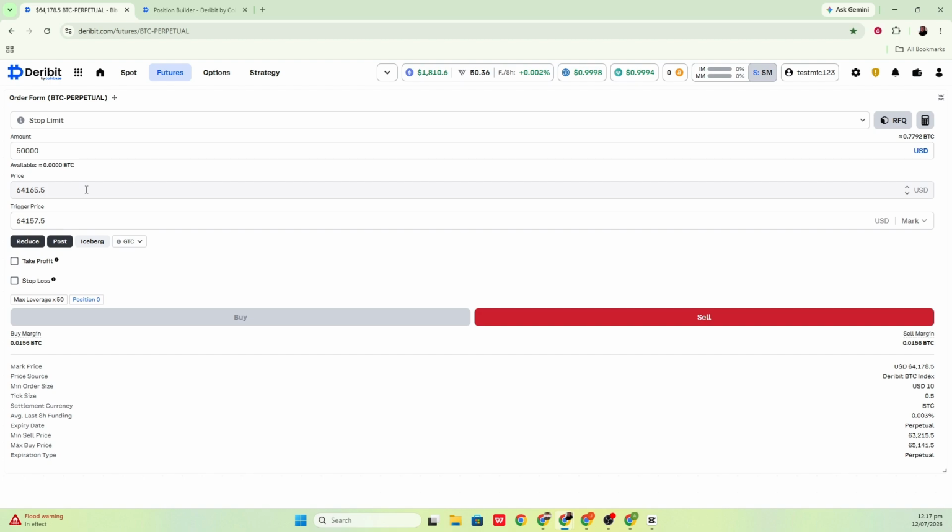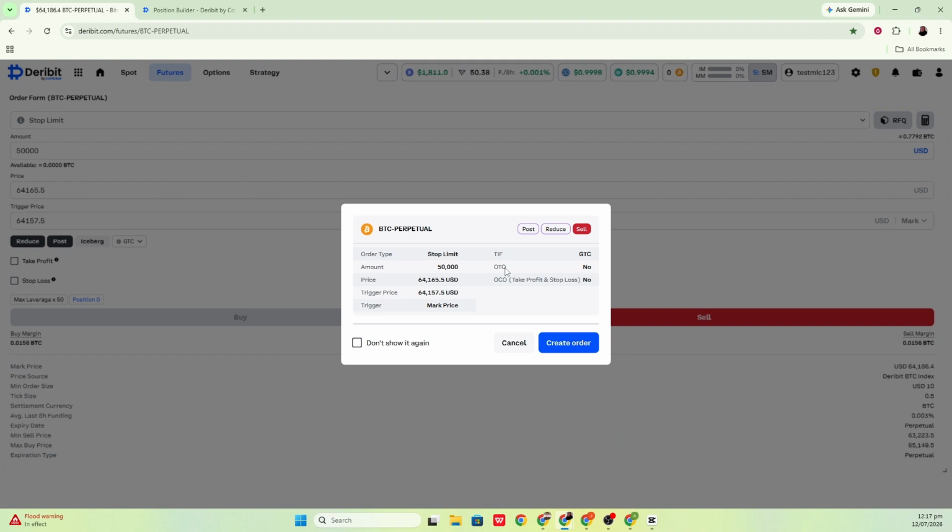Once your prices are configured, enter the amount you want to trade. Input either the number of contracts or the USD or crypto value for the position you want to open when the breakout occurs. When everything is ready, click Buy if you are trading an upside breakout, or click Sell if you are trading a downside breakdown. Review the confirmation window carefully, and make sure the order settings match your trading plan. If everything looks correct, confirm the order.